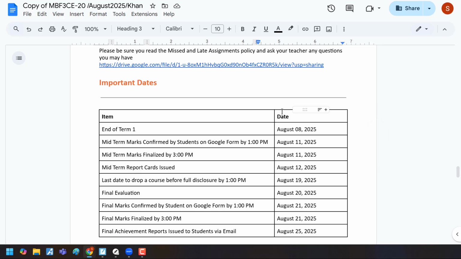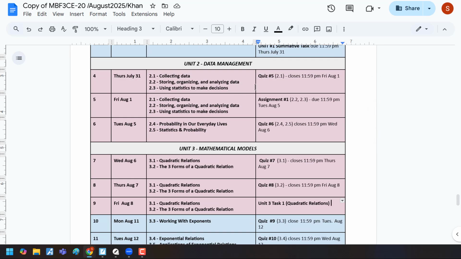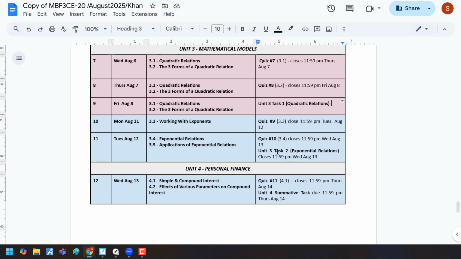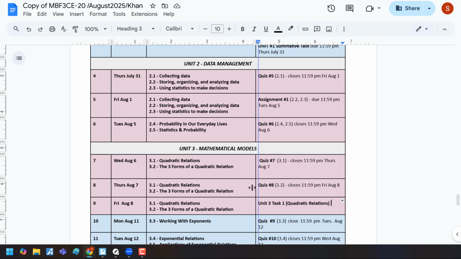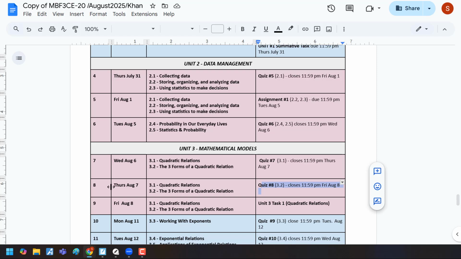So that being, here, I'll show you. All the quizzes that we've done so far in Unit 1 and the Unit 1 summative task. And then all of Unit 2, which is all the quizzes, quiz 5 and 6, and then the Unit 2 task, and the quizzes up to quiz 7 and 8. So quiz 9 and 10, anything after this point will not be on your midterm report card.